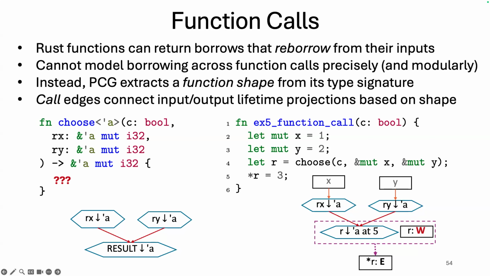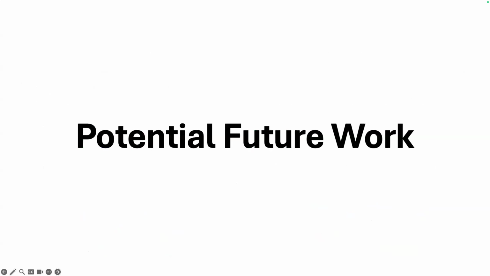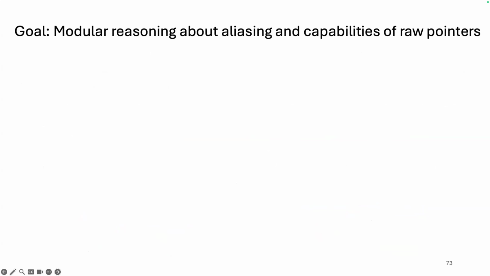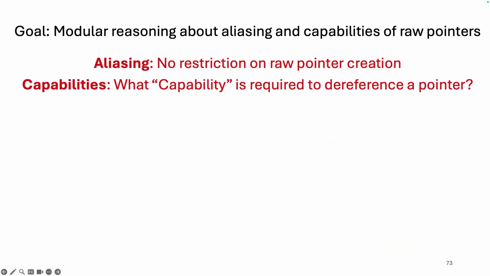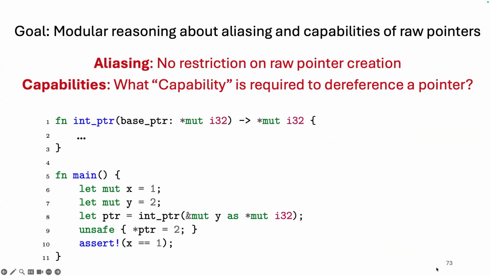Sure. I think I can just give a quick taste. So actually, future work is related to raw pointers. And this might seem impossible. How could we do this? The type system doesn't restrict aliasing. There are no type-system-level capabilities.